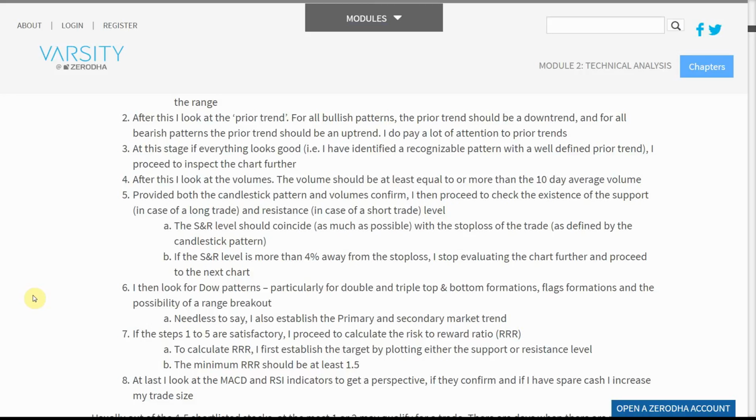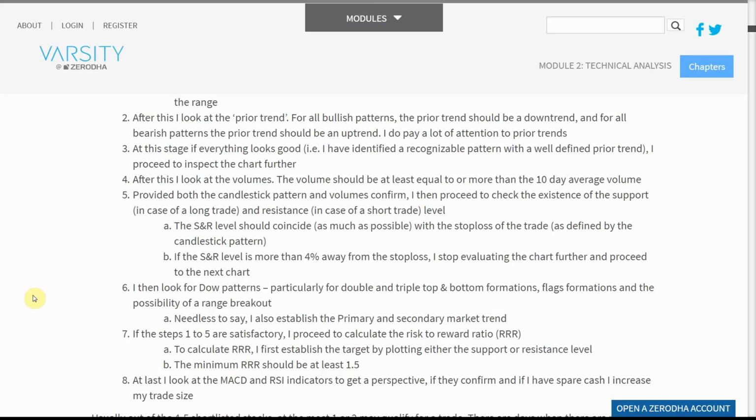After this, I look at the volumes. The volume should be at least equal to or more than the 10-day average volume, provided both the candlestick pattern and volumes confirm. I then proceed to check the existence of the support in case of a long trade and resistance in case of a short trade level. The S&R level should coincide as much as possible with the stop loss of the trade as defined by the candlestick pattern. If the S&R level is more than 4% away from the stop loss, I stop evaluating the chart further and proceed to the next chart.